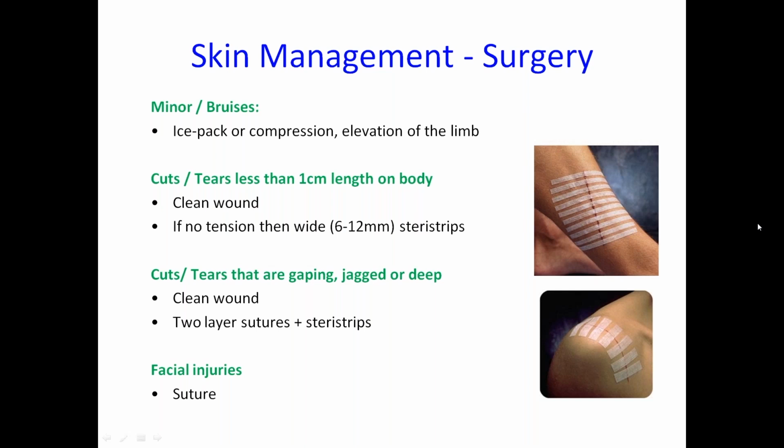If it's a deep wound, jagged, irregular, then again, make sure the wound is cleaned. Then wherever possible, get 2-layer sutures and steri-strips, and I'll come back to 2-layer sutures. But it's important to use suturing and steri-strips. If it's a facial injury, by and large, I would err on getting suturing rather than just steri-strips. But if it's a very small one, one can get away with steri-strips.